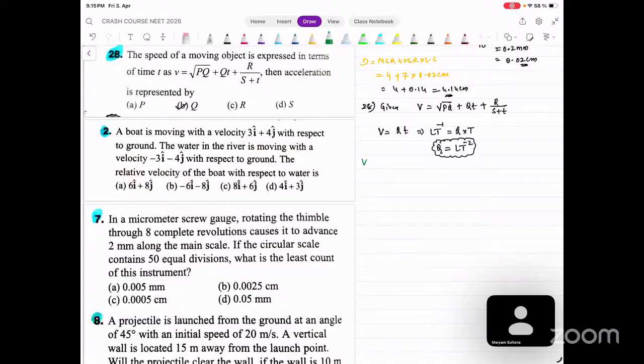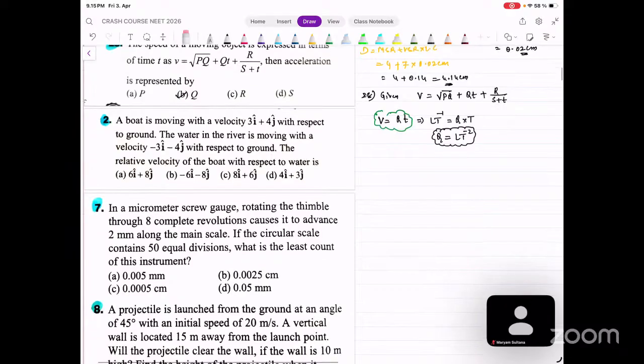So v is equal to under root of p into q. Here there are two unknowns; I don't know p and I don't know q. Here also there are three unknowns. r into r is also unknown. So here there is only one unknown. The dimension of t I already know. So that is the reason I'm taking v equals a into t. So q is representing the acceleration, L T power of minus 2. Clear? Any doubt?